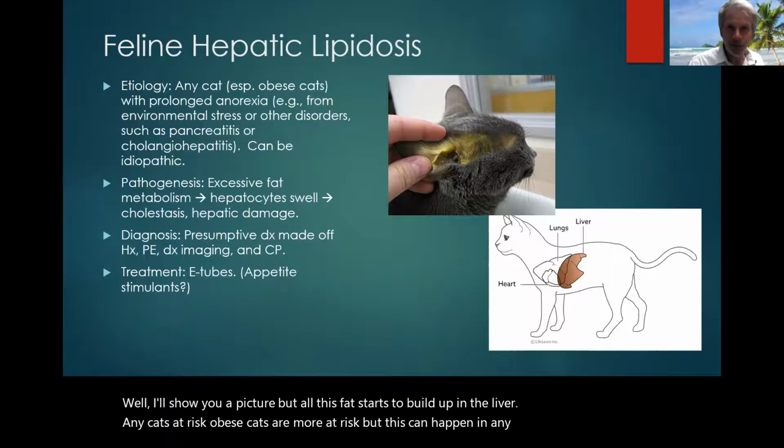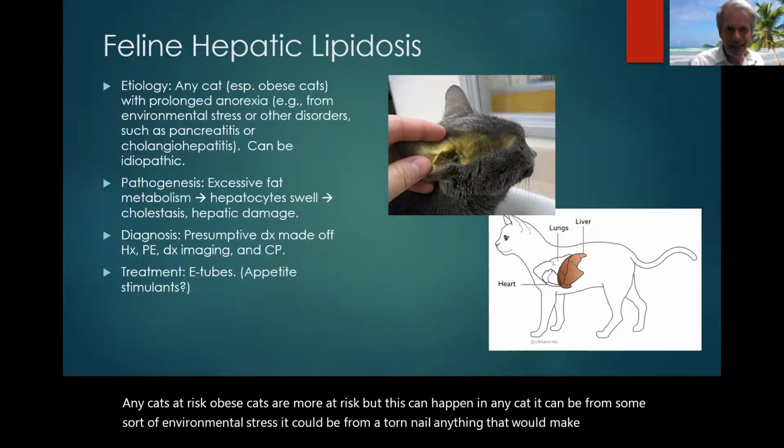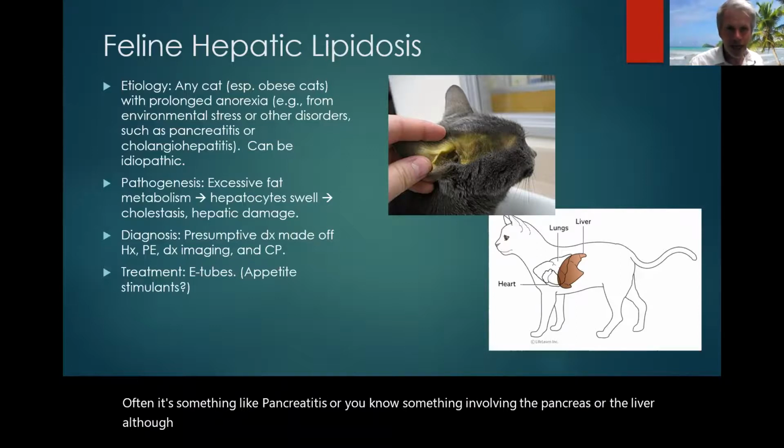It can be from some sort of environmental stress. It could be from a torn nail, anything that would make a cat not eat. Often it's something like pancreatitis or something involving the pancreas or the liver, although in some cases we don't know why it happened.